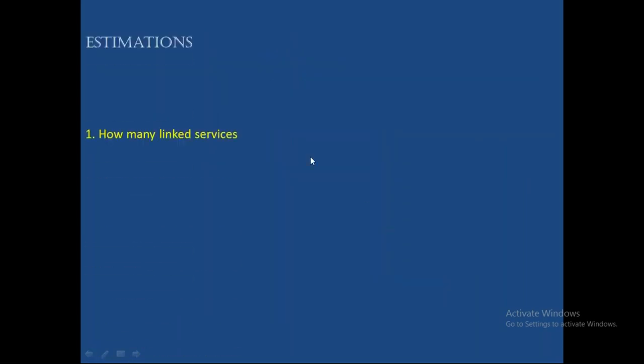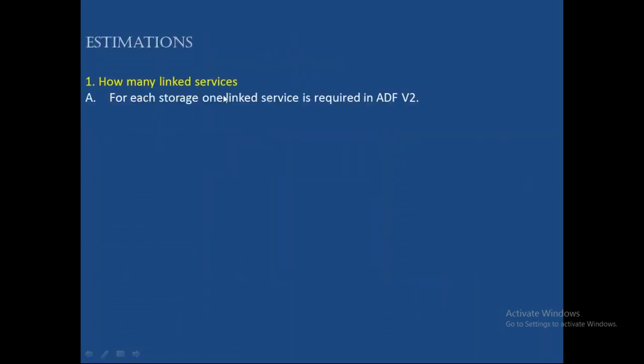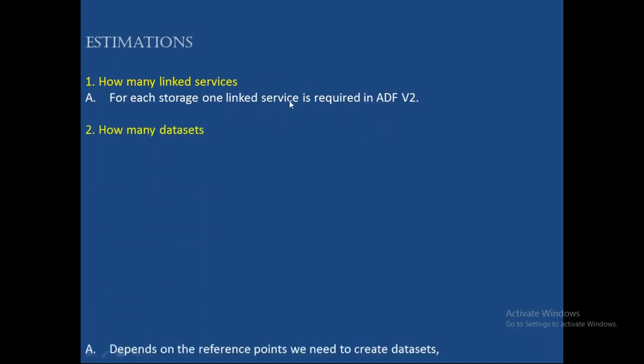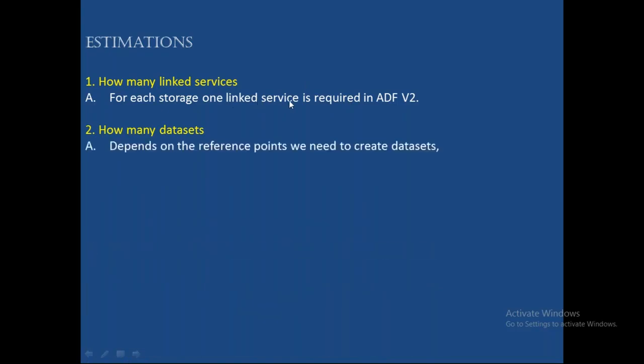Fine. Estimations: we know we need to create one linked service for each storage or any data RDBMS systems or whatever. For each resource, we need one linked service. As we are going to use a single storage, one linked service is enough. How many data sets? We have seen I'm going to use multiple activities, so I need to create multiple data sets as per the reference points. If I want to refer to the metadata folder, I need to create a separate data set. If I want to refer to another folder, I need to create a separate data set.